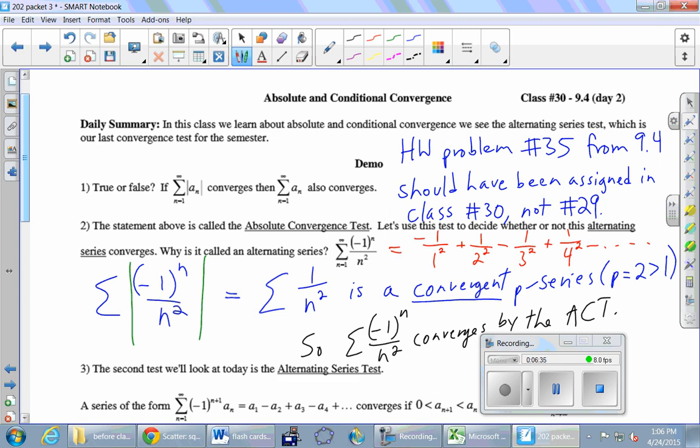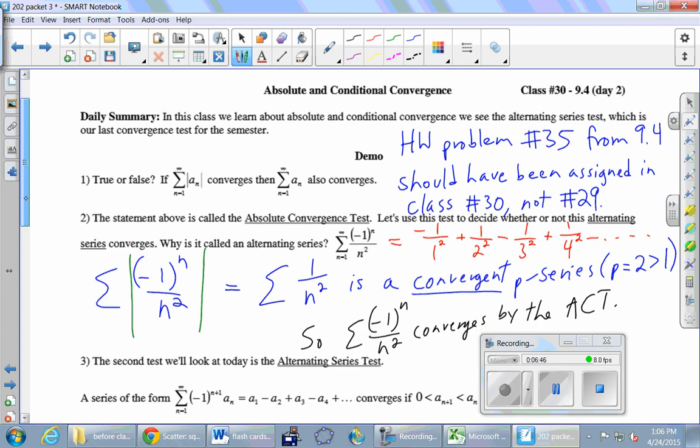Okay, so there are 2 series tests we're learning today. That was the first one. The second one is a lot more involved than the first one. So here it is. It's called the alternating series test. It's number 3.